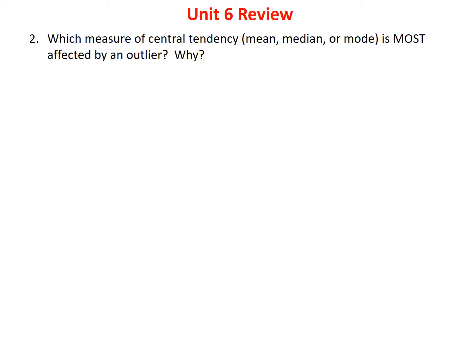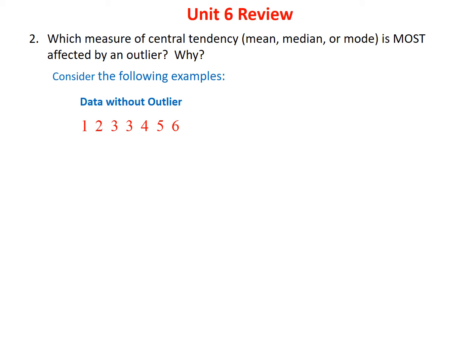The second question asks us which measure of central tendency, the mean, the median, or the mode, is most affected by an outlier and why. The best way for me to answer this is to give you 2 examples. So I'm going to give you an example with data that does not have an outlier. That's a data point that's much greater or much smaller than the rest of the data.